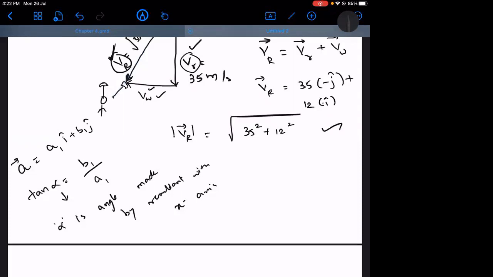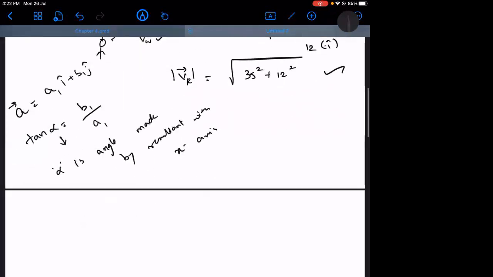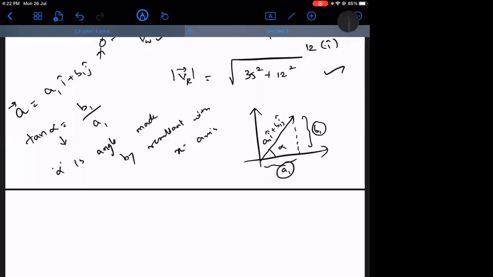See, for example, A1 i cap plus B1 j cap. Let me say this is the vector A1 i cap plus B1 j cap. If this angle is alpha, then if I drop a perpendicular, this magnitude is A1, this magnitude is B1. You tell me what is tan alpha? Is it not B1 by A1? You can do the same thing with the negative x-axis also. When you take it in terms of magnitude, you're going to get the answer.